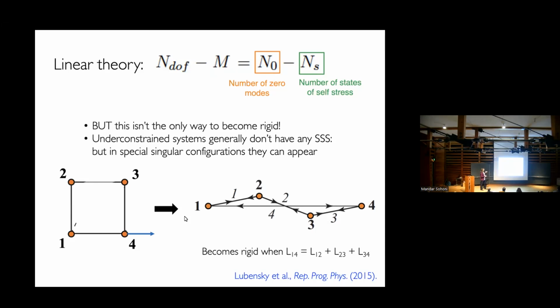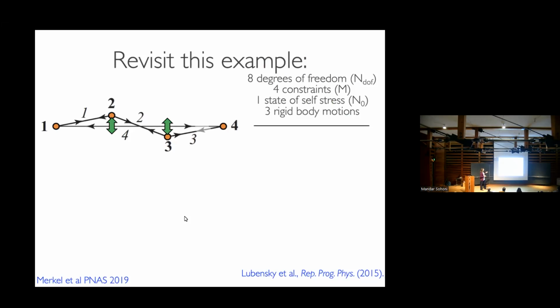Okay, and it turns out, of course, this isn't covered by constraint counting. So how do you understand this? So here's this example. Again, it has the same number as before of the degrees of freedom and constraints. And actually, now we know it has one state of self-stress. So that suggests that there should be two non-trivial zero modes in the system. And I've drawn them in here.